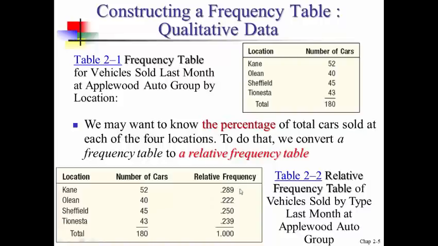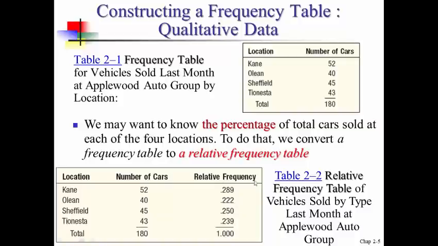Okay, so this is what we call a decimal number, but not a percentage. How to get a percentage? In order to get a percentage, you need to multiply by 100. If you multiply by 100, this should be 28.9%, 22.2%, 25%, 23.9%. So this is a decimal number, not a percentage number, but in order to get a percentage number, just multiply by 100.